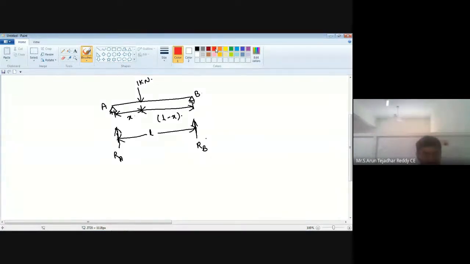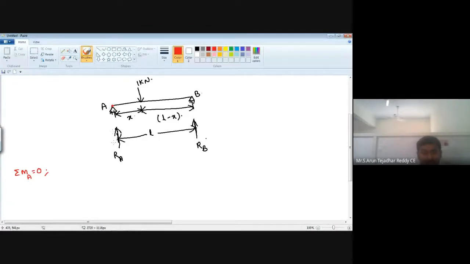Now calculate the reactions. See how to calculate the reactions. Already you know that from the last so many classes we are calculating the reactions. It means by applying the equations of equilibrium we can calculate our reactions. Here, first of all, I will be applying moment about A is equal to 0. This is my first equation of equilibrium.